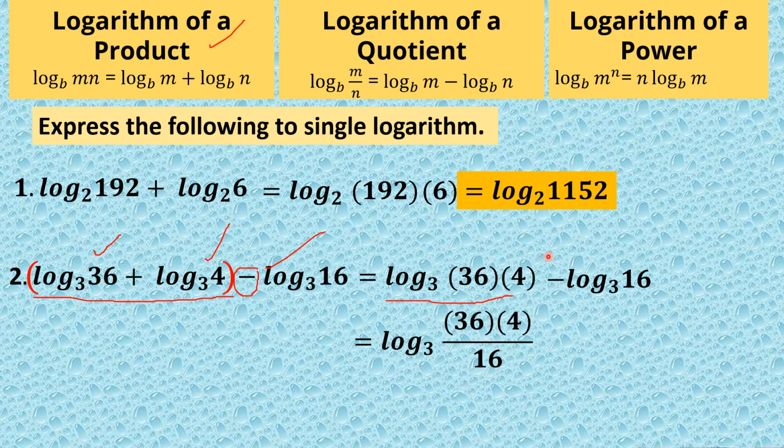This will be our entire numerator, minus, remember that our divisor will be log of 16 to the base 3. This time, the 36 and 4 can be multiplied, and then over 16. 36 times 4 is 144 over 16, but the 144 and 16 can still be simplified, and it gives log of 9 to the base 3, because 144 divided by 16 is equal to 9.